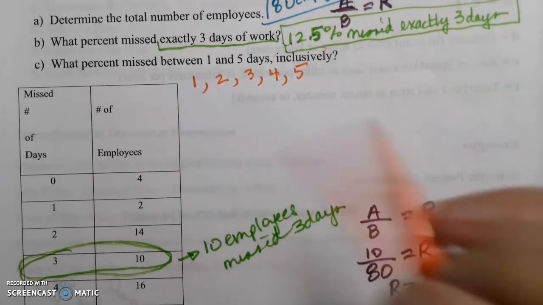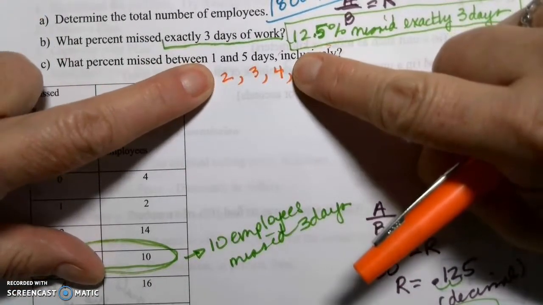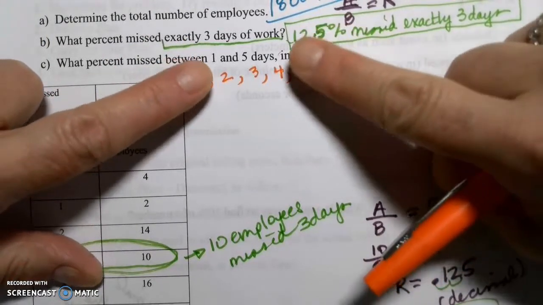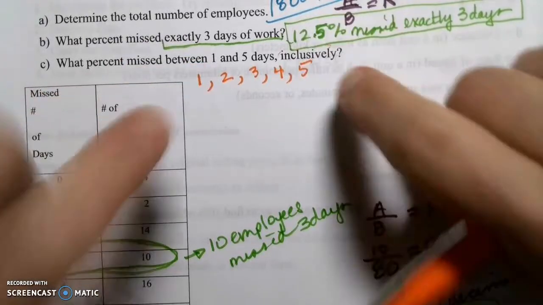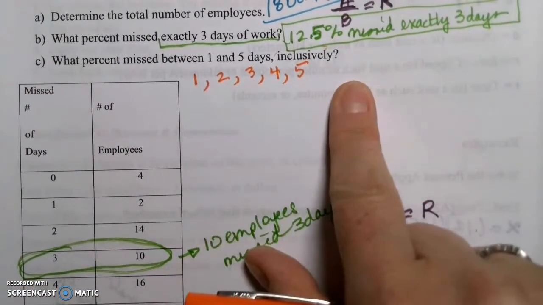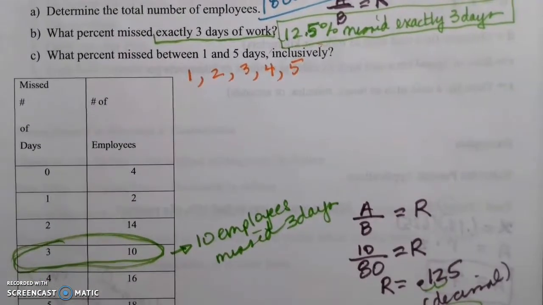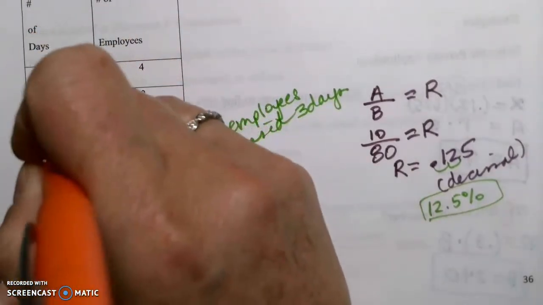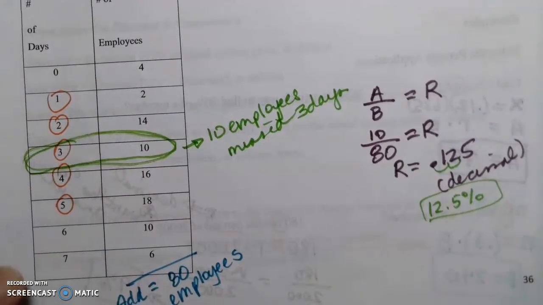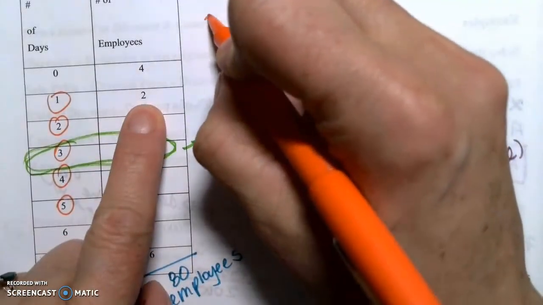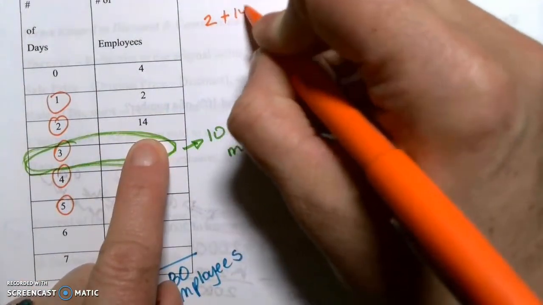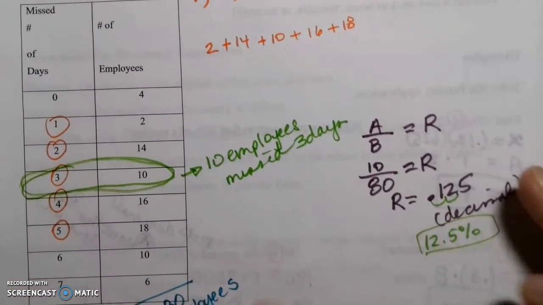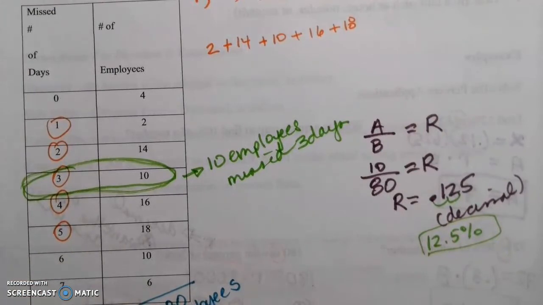If it was exclusively, then we would only want what is strictly between 1 and 5. So inclusive, we include those endpoints. Exclusive, we don't. So for this one, we do. So we actually need to look at 5 rows of this table in order to figure out how many people we're missing. So I'm looking at row 1, row 2, row 3, row 4, and row 5, and then the corresponding employees. So I have 2 employees there, 14 here, 10 here, 16 here, and 18 in the 5th row. And I would need to add those up.